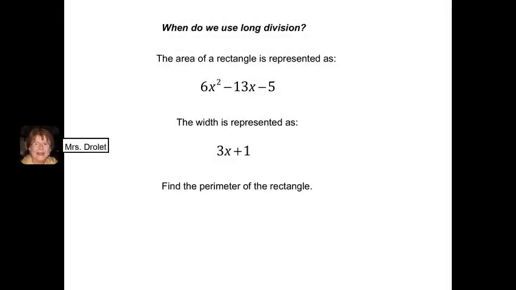Now, you're probably asking yourself, when are we going to use long division? Here is an example. I'm not going to read this for you, but try to think of what your next step will be, and I will help you with the next strategies.